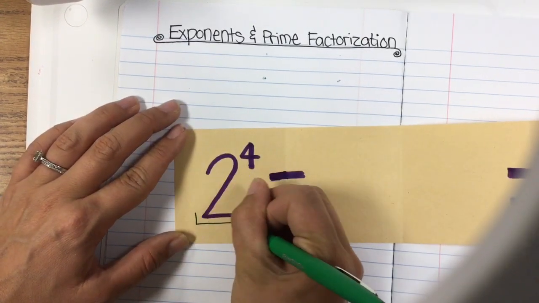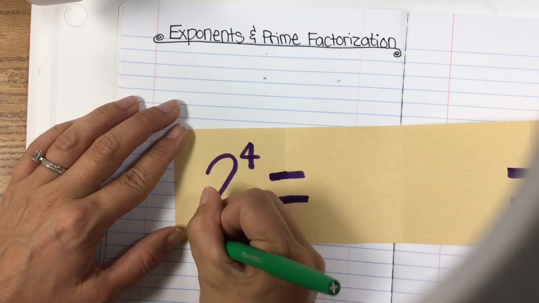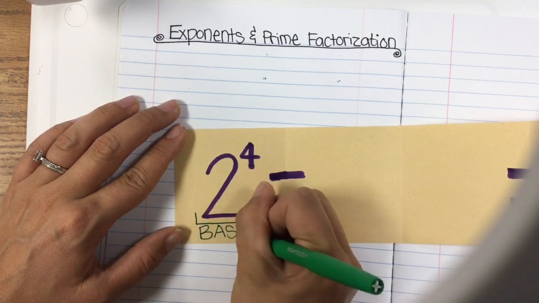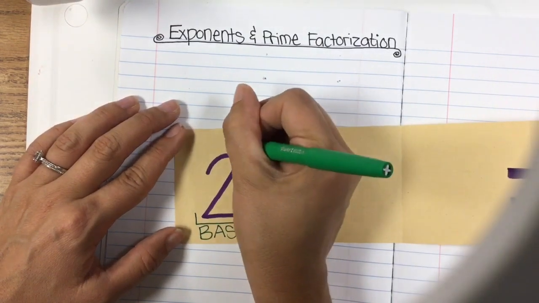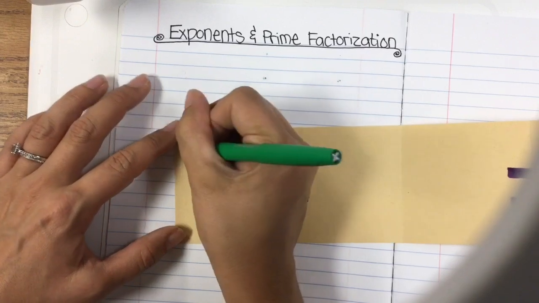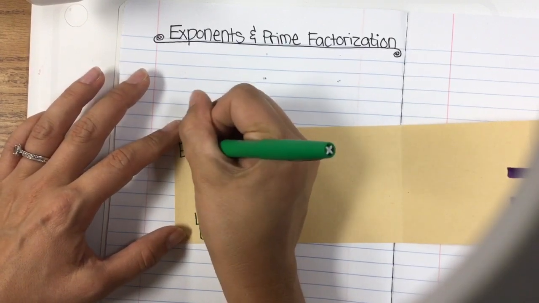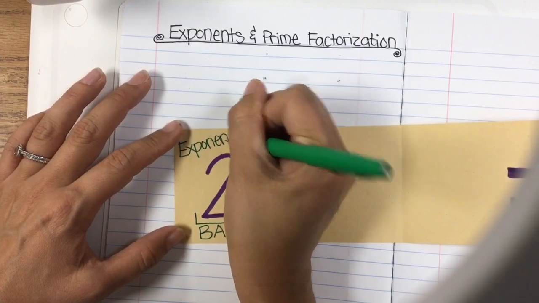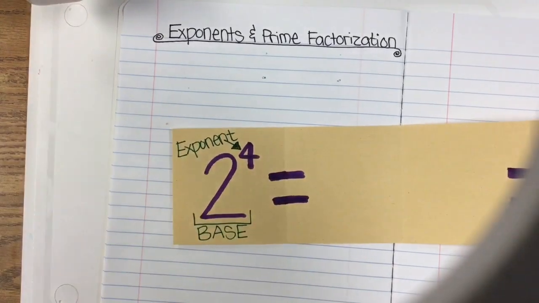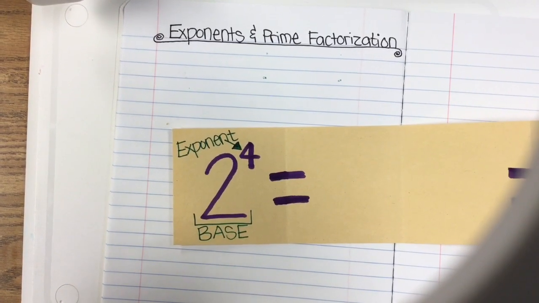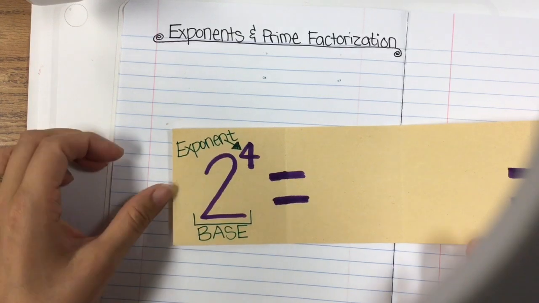So the 2 is called the base. And the 4 is called the exponent. Please feel free to pause the video anytime you need to catch up. So now we are looking at an exponent of 4 with a base of 2. So this tells us what we need to do with our exponent.